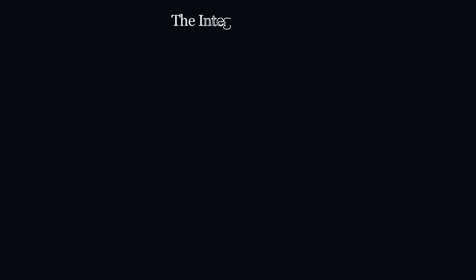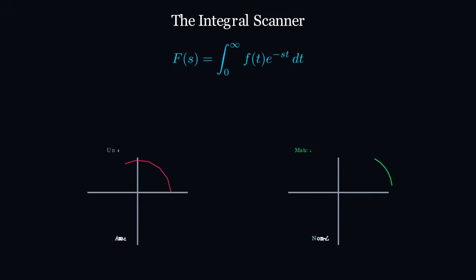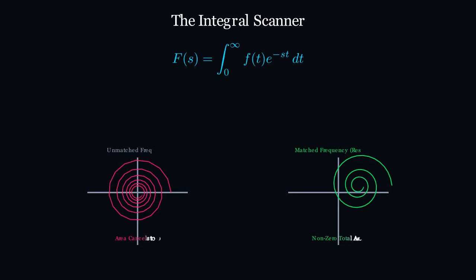But what happens when we measure the total area of this spiraling shape? To find that total area, we integrate this spiraling function from time 0 to infinity, written as the integral of f of t times e to the negative st dt. This integral acts as a scanner. For most values of s, the spiral balances around the origin, and the positive and negative areas cancel out. But when the frequency of e to the negative st matches an inherent frequency of the function, the spiral offsets, creating a non-zero area. This resulting value, F of s, represents the strength of that specific frequency.